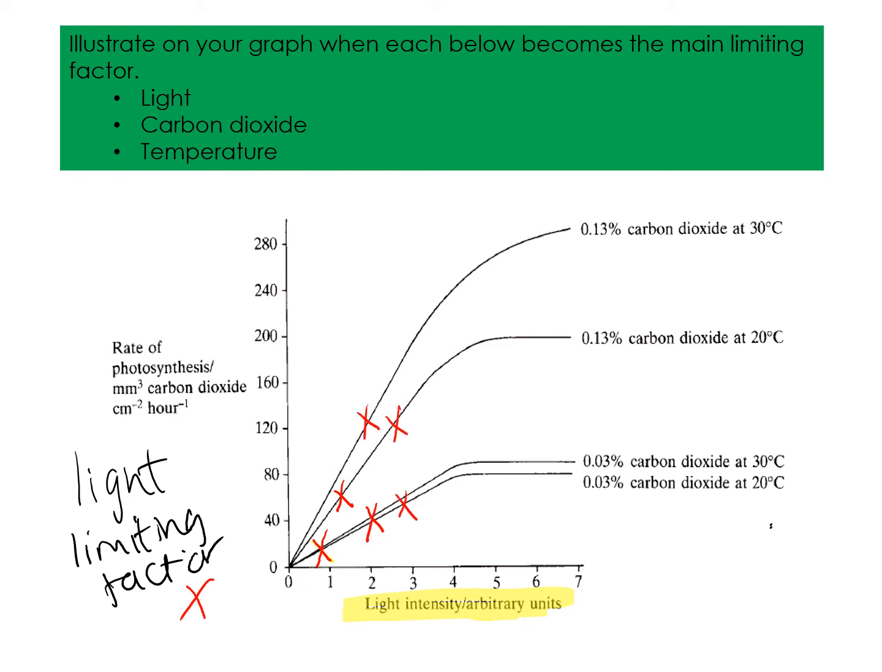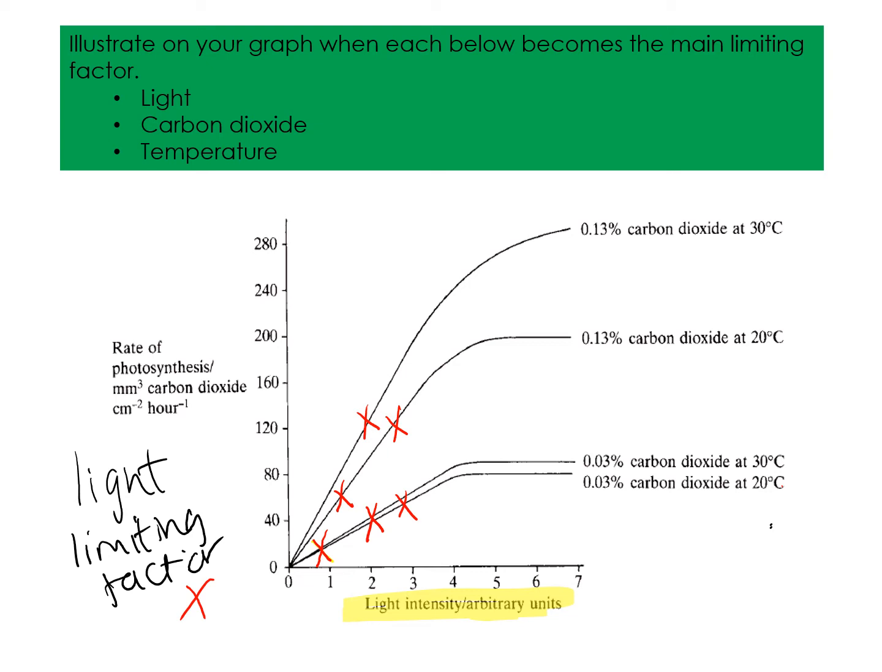Obviously, eventually, light is no longer the limiting factor, so you could be asked that. So, for example, in our first two lines here, when we reach 4 arbitrary units, you can see that the line levels off. It doesn't matter that we're increasing light intensity, something else has become a limiting factor. So then we've got to start to think about, at the point where light is no longer a limiting factor, what is limiting the rate of reaction?